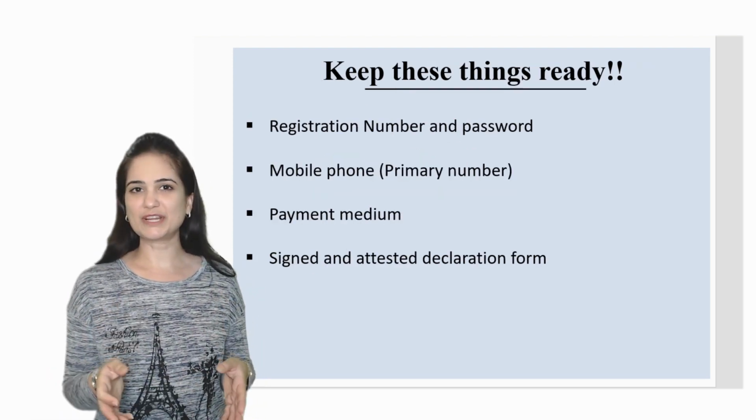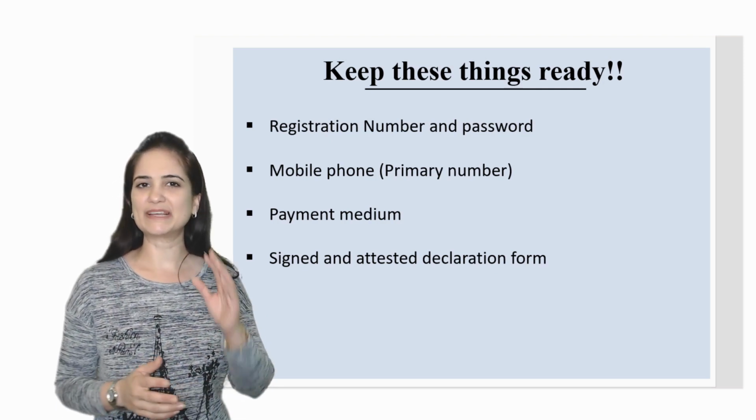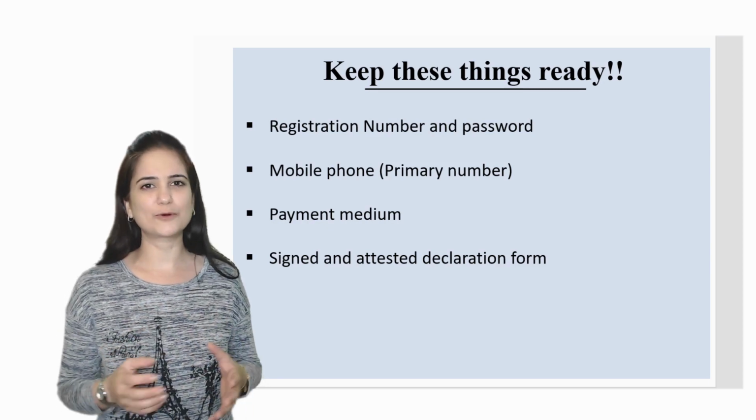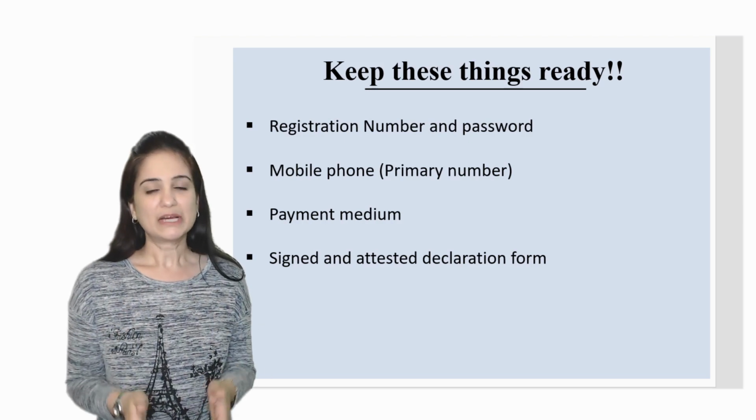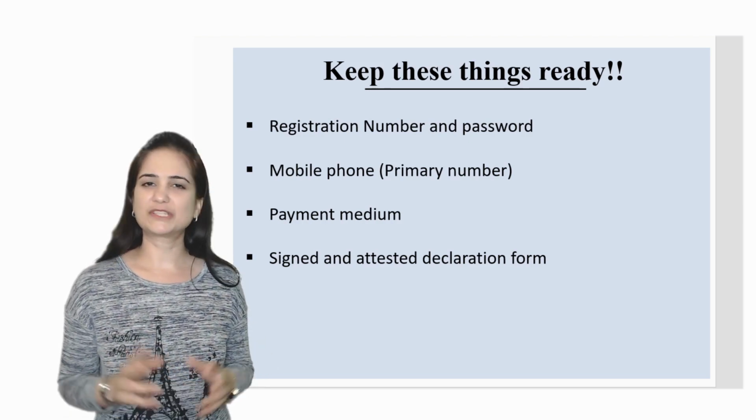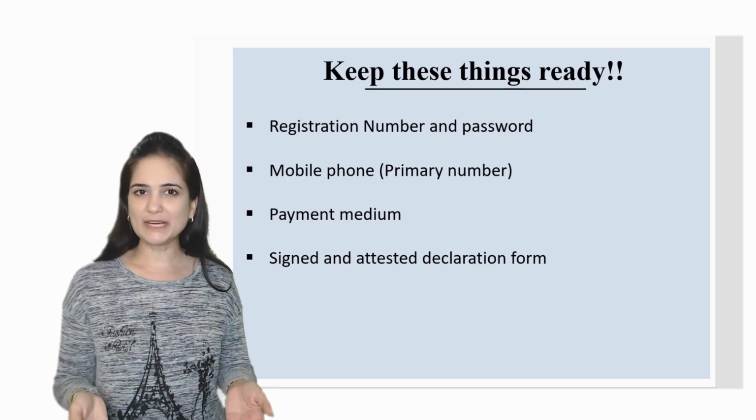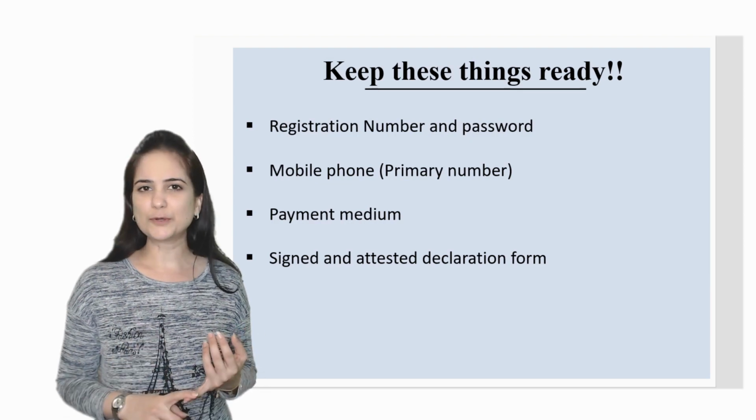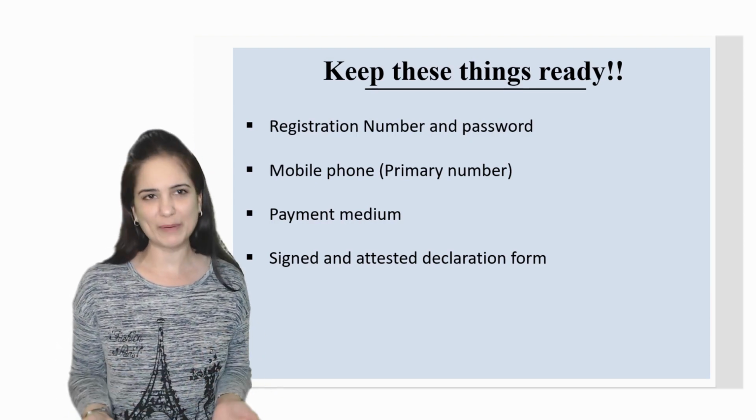Your registration number and password. Check the email received from the CA Institute containing the registration number. It starts with CRO, SRO, ERO, WRO. The mobile number, your primary mobile number, the number which you had provided while registering for the CA course. Keep that mobile number ready. Your payment medium, decide how you're going to make the payment for the exam form. Are you going to pay the exam fees via debit card, credit card, net banking, or Paytm?